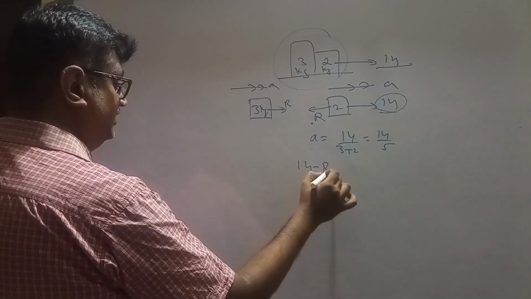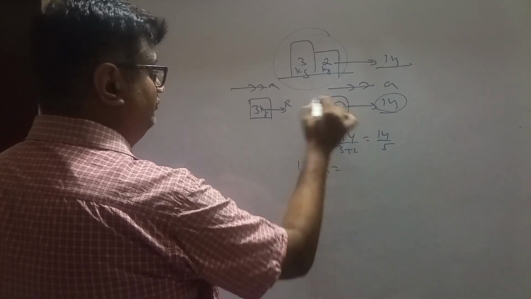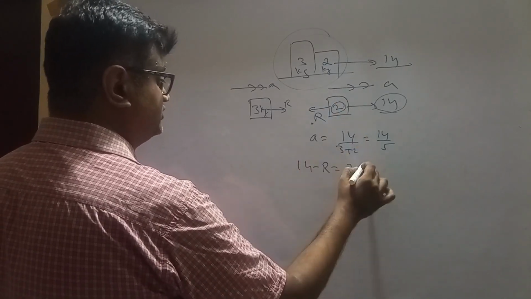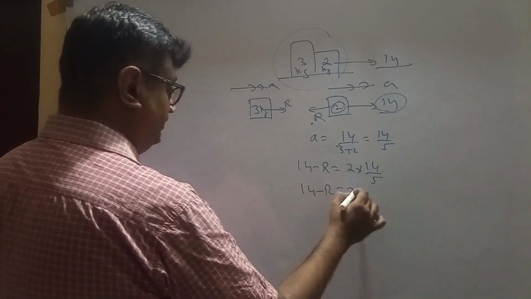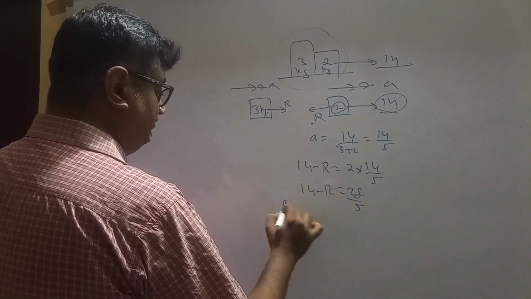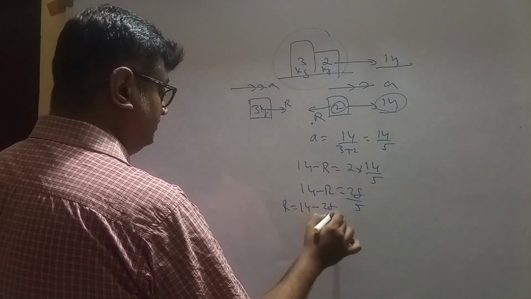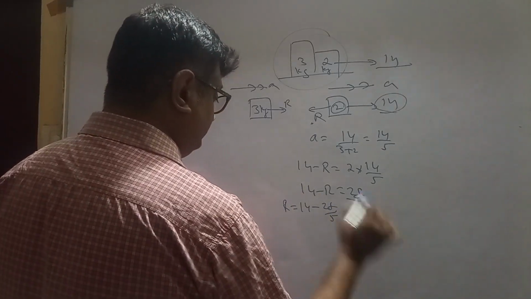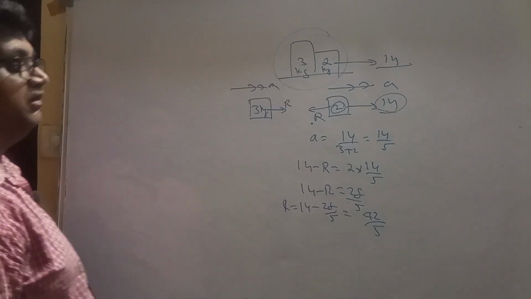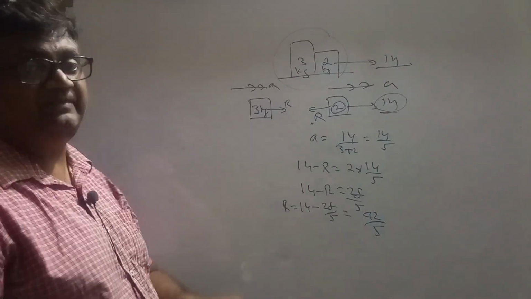So 14 minus R is equal to mass 2 into acceleration. It is 14 by 5. So 14 minus R will be equal to 28 by 5. So R will be equal to 14 minus 28 by 5, which is 70 minus 28, which is 42 by 5. Okay. Now the same problem I am going to do with 3 blocks.